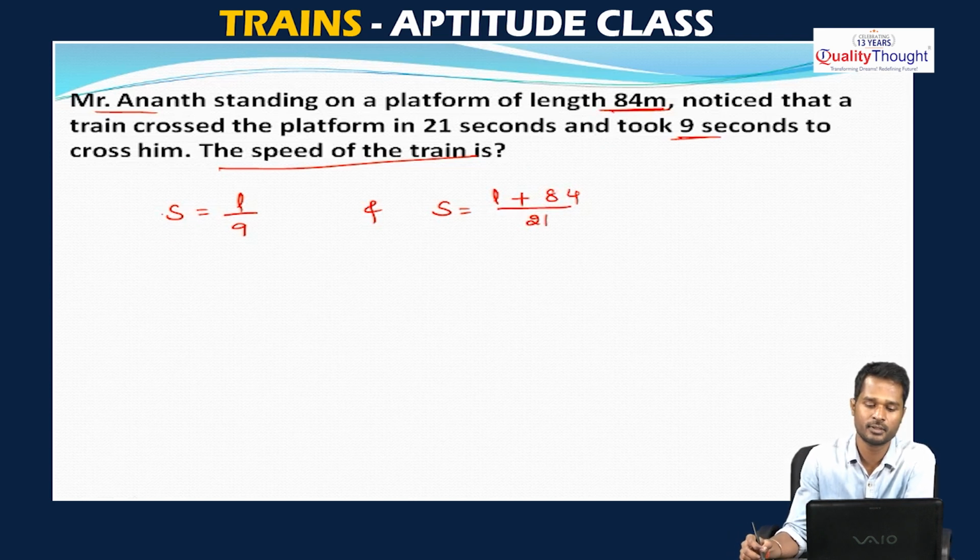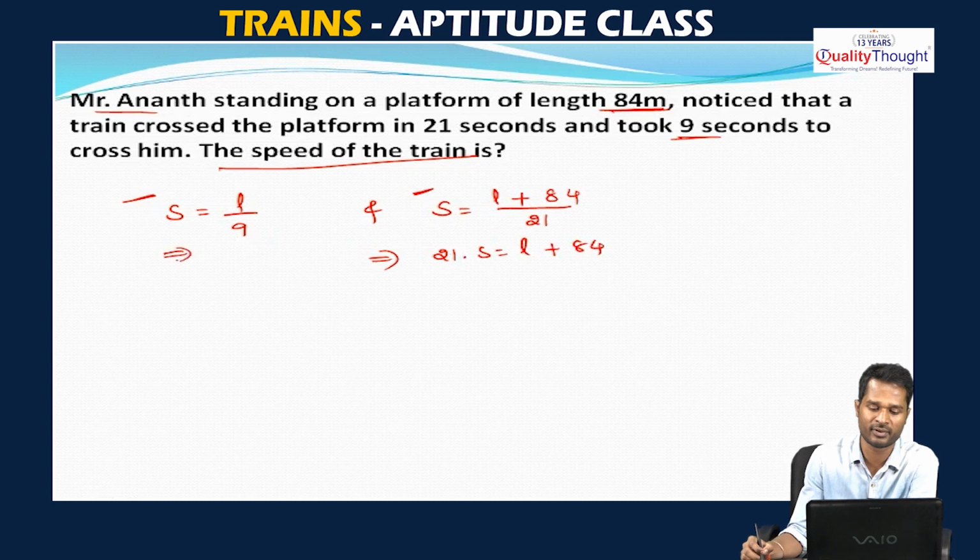In the first case, the train crossed Mr. Ananth in 9 seconds, and in this case the train crossed a platform of length 84 meters in 21 seconds. Now check here, we need the S value. So this is 21S is equal to L plus 84. Substituting the L value here, L is 9S. So it is 21S is equal to 9S plus 84.